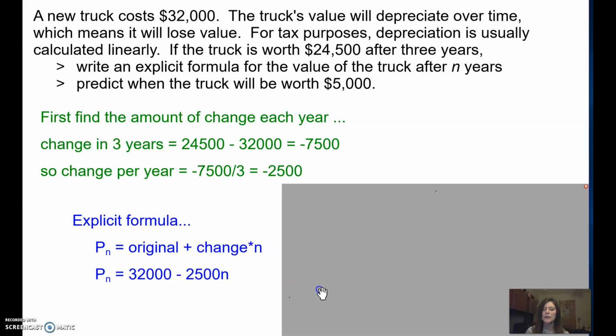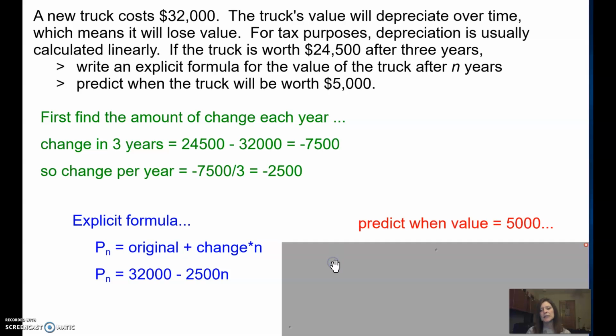That will help me come up with my explicit formula, which is the original plus the change times n. So 32,000 minus 2,500n. Now, if you just took the difference in those two truck values and divided by 3 and said that's 2,500 a year, you would have to remember in your head that because I'm depreciating, or losing value, I need to make sure that's a minus sign there. Okay, so that's important.